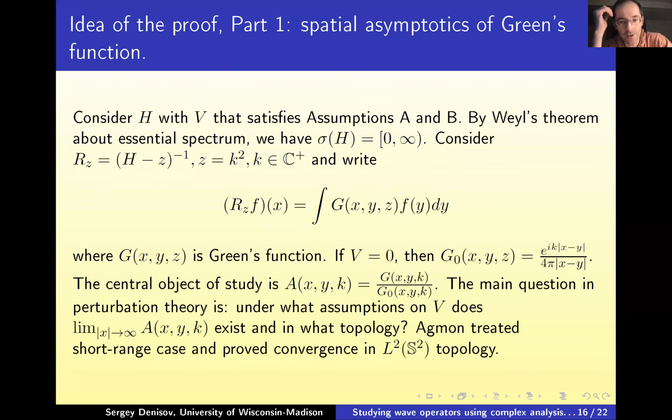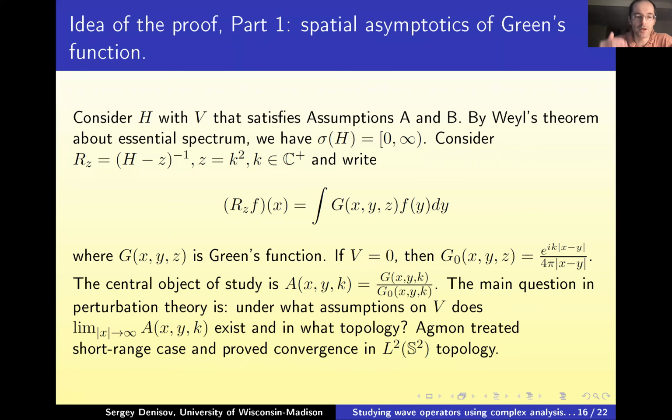Okay, so what do we want to study? If we take a potential which is relatively small at infinity, decays, then we can assume that the Green's function of the perturbed operator asymptotically is going to be close to the unperturbed one. So then we take X to infinity in some direction by fixing Y. And then we have a function which is defined.